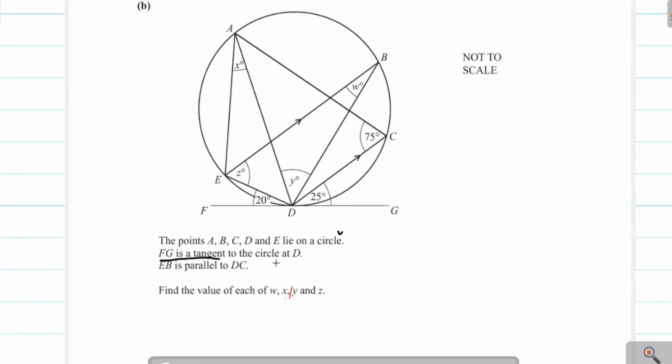FG is a tangent to the circle at D. EB is parallel to DC. Find the value of W, X, Y, and Z. Now, firstly, we have to find this angle W.